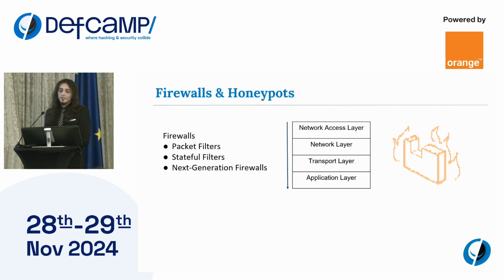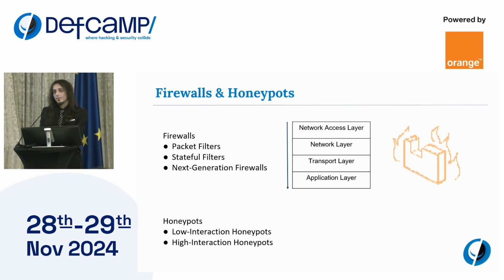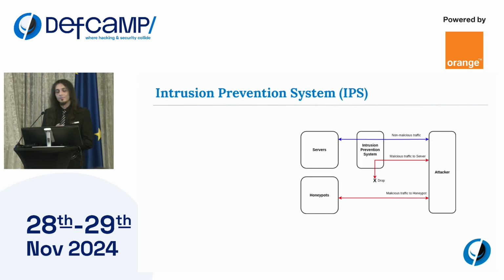And if we look up the TCP/IP stack, we can see that firewalls evolved to look more at the application level. Honeypots, on the other hand, as I said, are systems specifically designed to be attacked. They can be categorized into low interaction honeypots that usually have a static application, and high interaction honeypots that allow attackers to maintain sessions and give a more presentable target to be attacked, such that they take more attention.